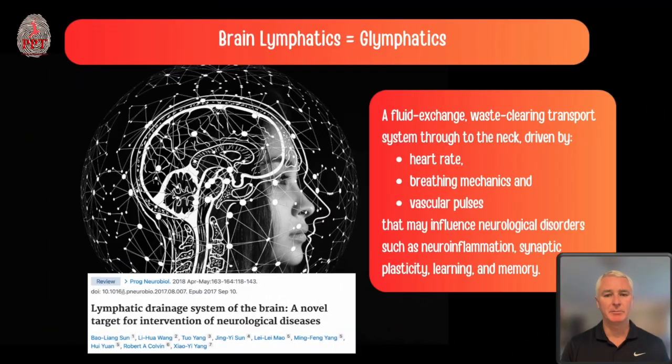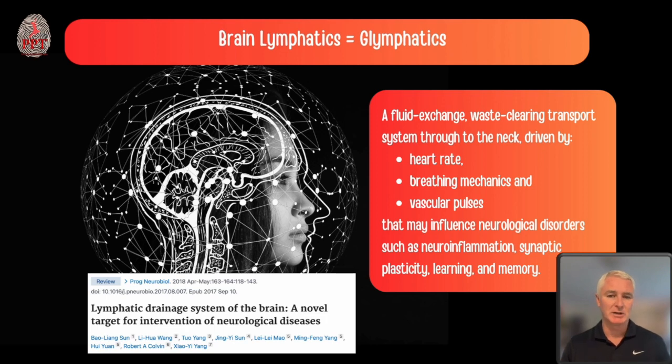When we kickstart the basic anatomy that's relevant to the lymphatic system, we're going to start with the brain. Now, the brain lymphatic system is known as the glymphatics. It's a fluid exchange system. It's also useful for clearing waste out of the brain. It goes into the neck. It's driven by three main things, which is heart rate, breathing mechanics, and also the pulses of each of the blood vessels inside our brain.